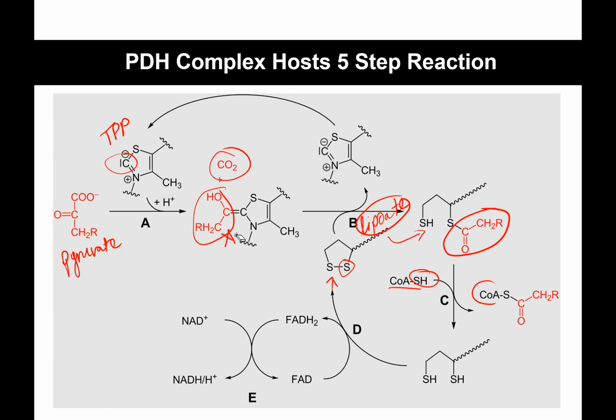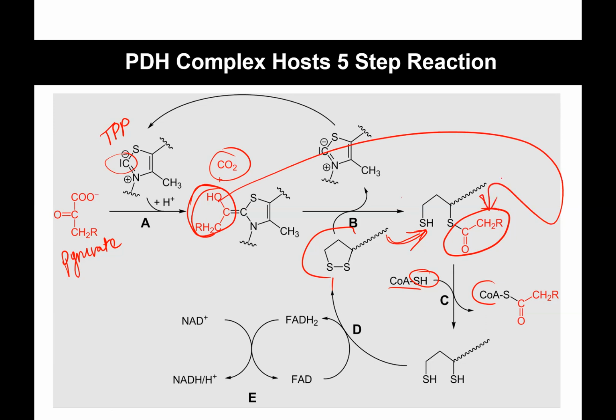Okay, so this is hydroxyethyl attached to TPP, right? The way this is drawn, it's a little funky because this is the lipoate down here, right? And this is the closed ring. So this ring gets opened up, and this group here shows up here, right? And that regenerates, of course, the TPP, which can then just go back over here, right?